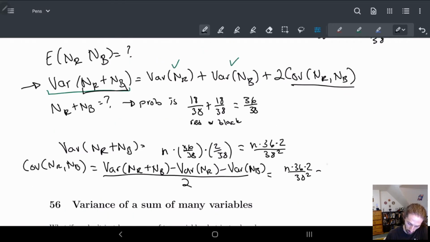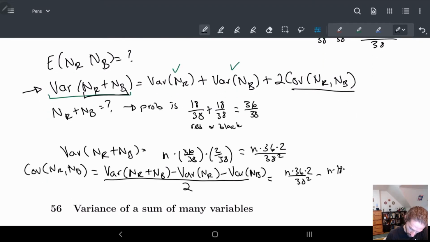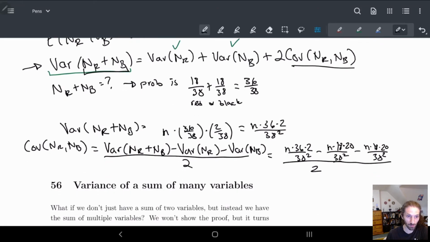So these are equal to n times 18 times 20 over 38 squared. All of this divided by 2, and this happens twice. N times 18 times 20 over 38 squared. And if you kind of solve this, what we end up getting is that the covariance is equal to minus 18 squared times n over 38 squared. So if you kind of put everything together, that's what you get.